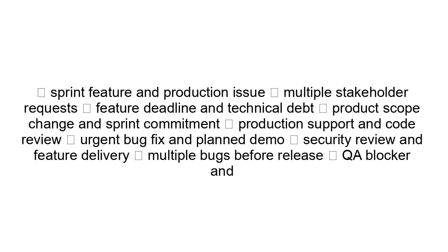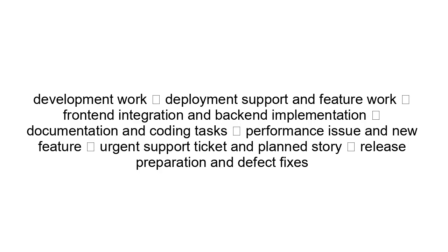Good competing priority topics you can use. Depending on your experience, you can talk about sprint feature and production issue, multiple stakeholder requests, feature deadline and technical debt, product scope change and sprint commitment, production support and code review, urgent bug fix and planned demo, security review and feature delivery, multiple bugs before release, QA blocker and development work, deployment support and feature work, front-end integration and back-end implementation, documentation and coding tasks, performance issue and new feature, urgent support ticket and planned story, release preparation and defect fixes.